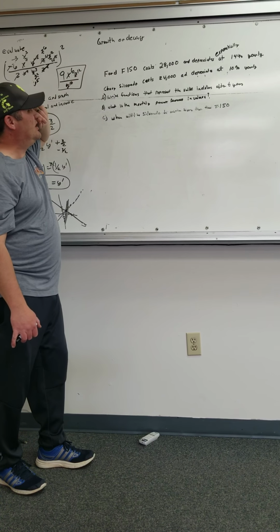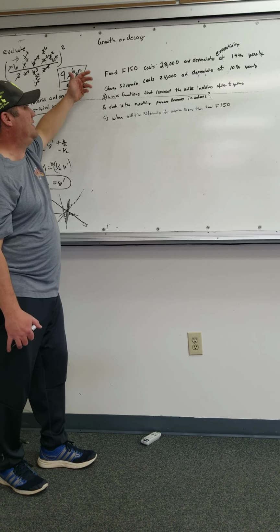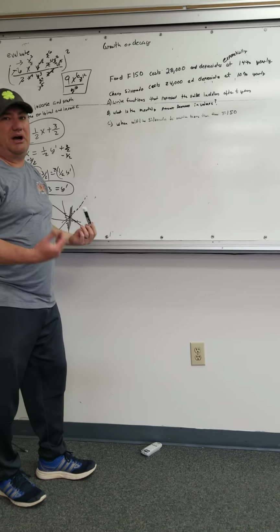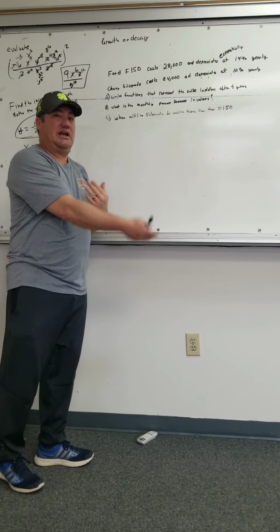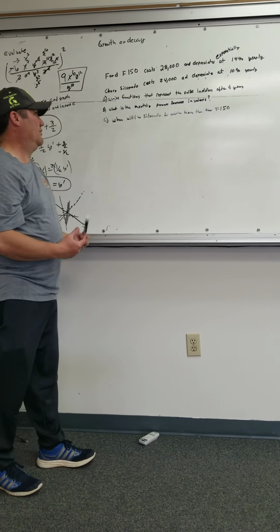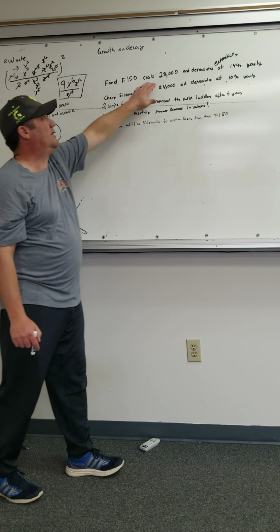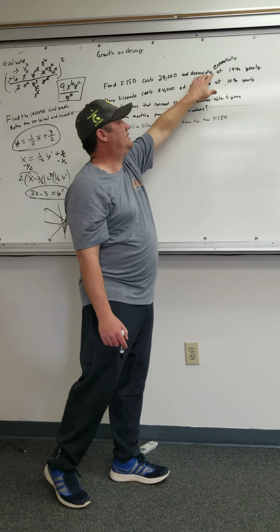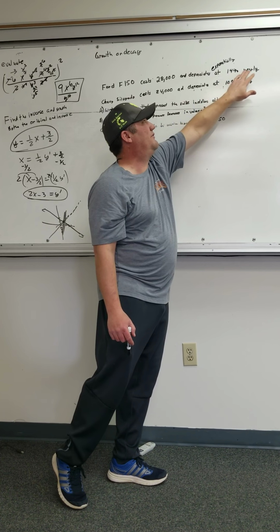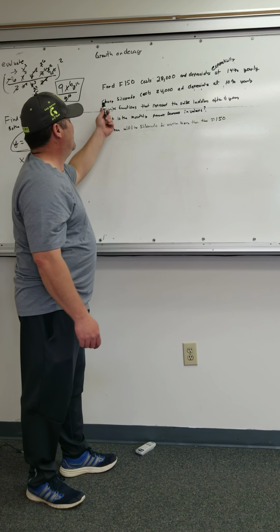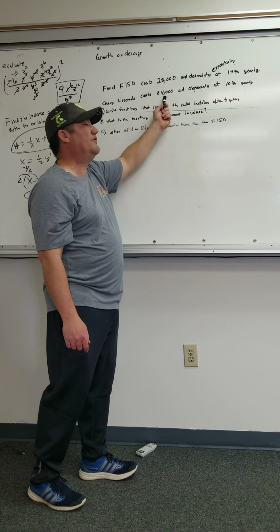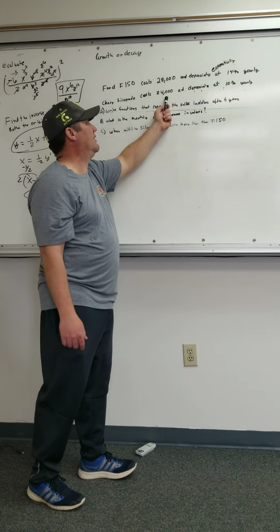So today we're going to do one that deals with an F-150 versus a Silverado. As you buy a vehicle, obviously it goes down in value over a certain number of years. So this says we've got a Ford F-150 that costs $28,000 and it's depreciating exponentially at about 14% yearly. You buy a Chevy Silverado, it costs $24,000, but this depreciates 10% yearly.